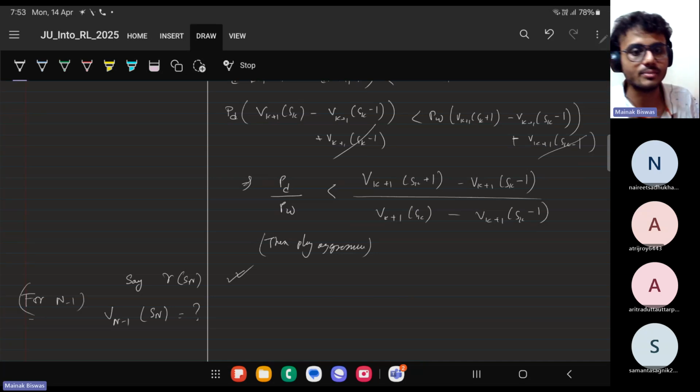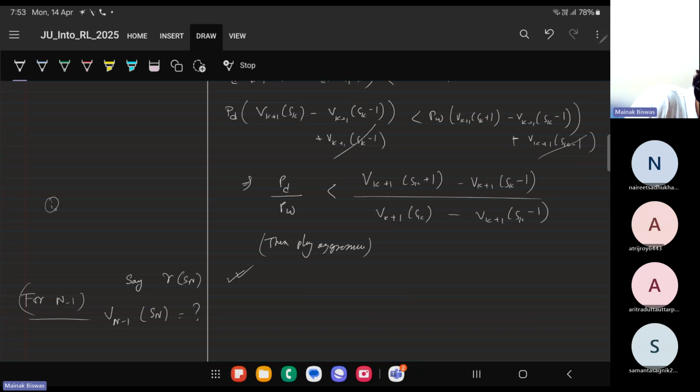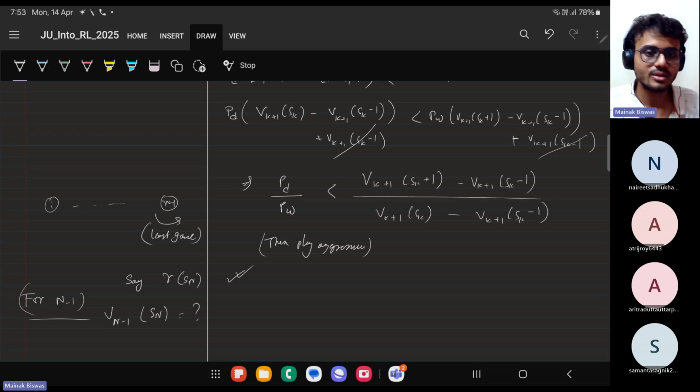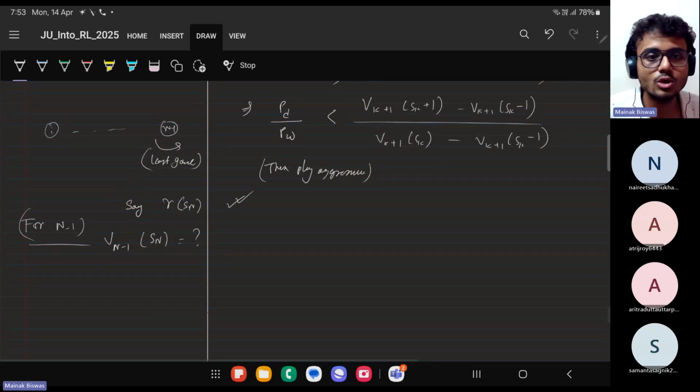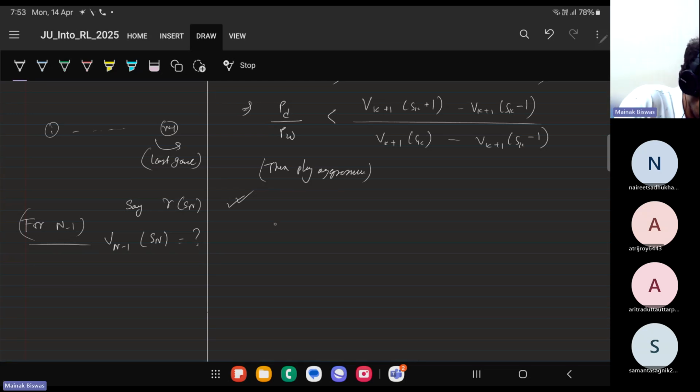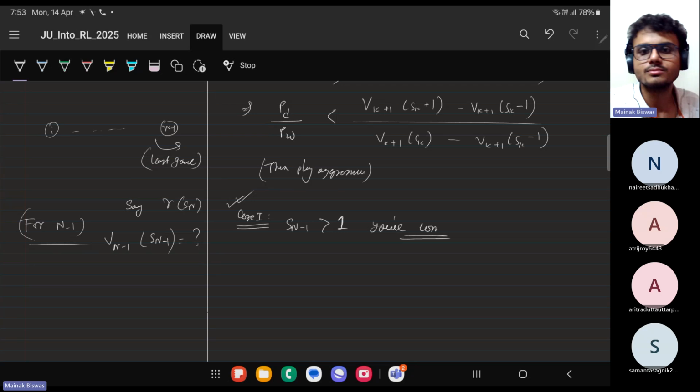So this is the last game. Do you agree? You have played 1 game, 2 games, and you are in the n minus 1th game, the last game, and you're trying to decide the strategy for the last game. Now tell me what would be your strategy? Give me some cases which you will be considering. Do you agree? If S n minus 1, case 1, which I'm not going to even show, is greater than 1, you will win. You have won. Yes or no?